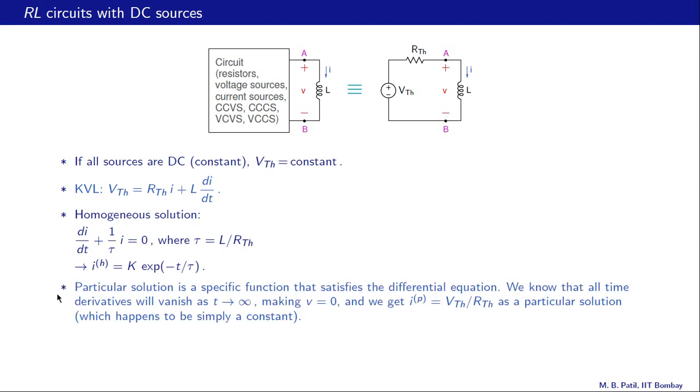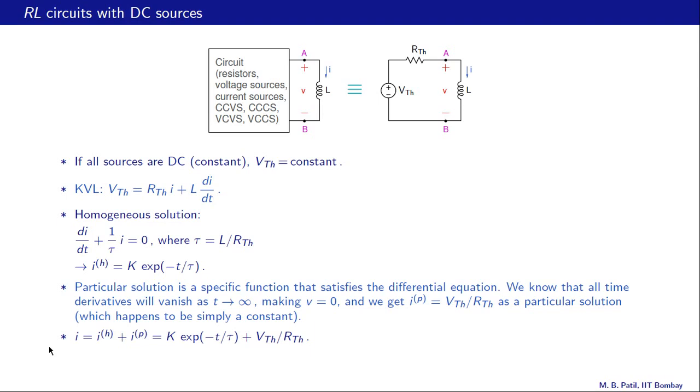To obtain a particular solution, once again we will use information from the steady state condition like we did in the RC circuit case. That is, as t tends to infinity, we expect all quantities to become constant. Therefore, this current will also become constant, and V, which is L times di/dt, will then become 0. When V becomes 0, this current is equal to VTH divided by RTH. So that is a particular solution that we can use.